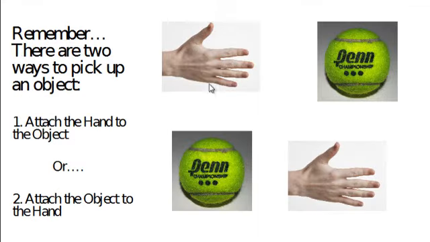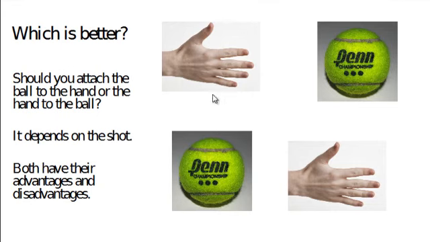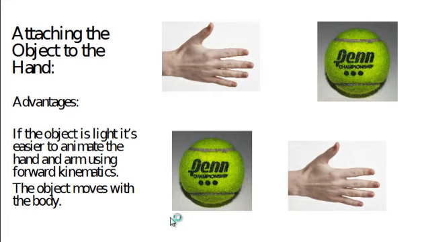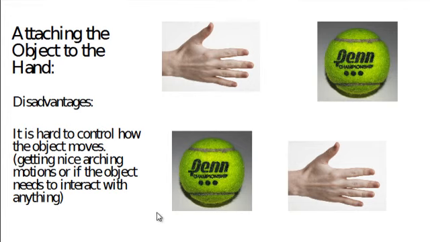Okay, so finally, remember there are two ways to pick up an object: attach the hand to the object or attach the object to the hand. As we asked at the beginning, which is better? Should we attach the ball to the hand or the hand to the ball? Well, it does depend on the shot, and both methods have their advantages and disadvantages. I'm going to suggest that you do the logical thing, which is to attach the ball to the hand. That is the most logical, intuitive way of doing it. But it does depend on the shot. If it's a light object, say in the case of a ball, you probably want to attach the object to the hand. But if it's something very, very heavy, then you might not want to.